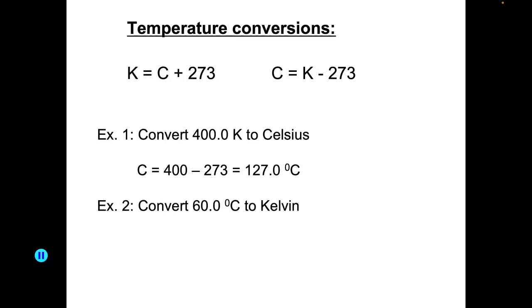Example 2 says to convert 60 degrees Celsius to Kelvin. You can pause and try this one. To do this one, we're starting with Celsius and trying to get Kelvin. So we take our Celsius and we add 273, and we get 333 Kelvin.